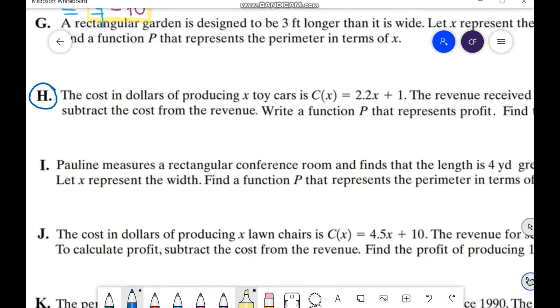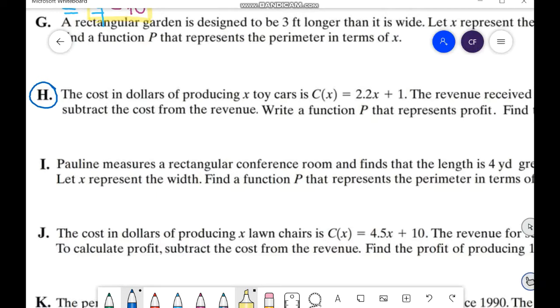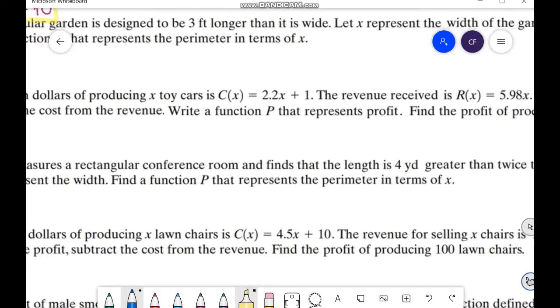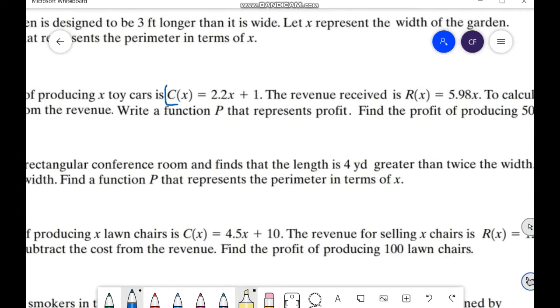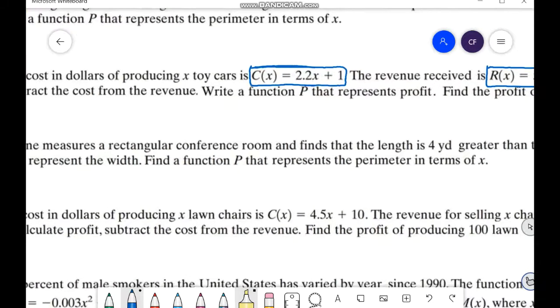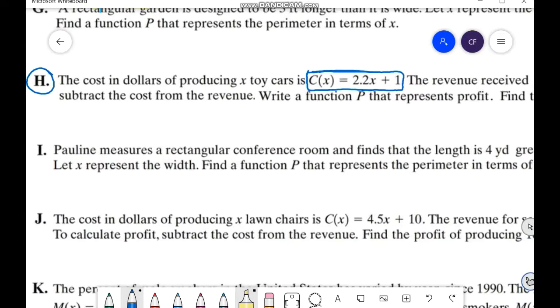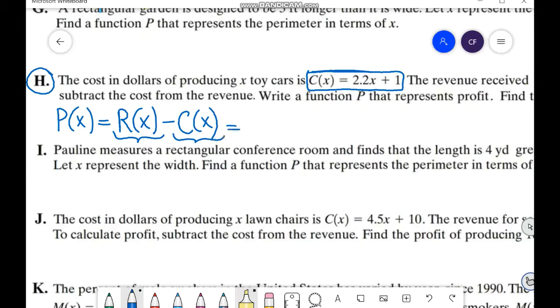The cost in dollars of producing x toy cars is C of x. So we have a polynomial function for the cost, and we have another polynomial function for the revenue. To calculate the profit, you have to subtract the cost from the revenue. So profit equals revenue minus cost. Now we substitute each by the polynomials.